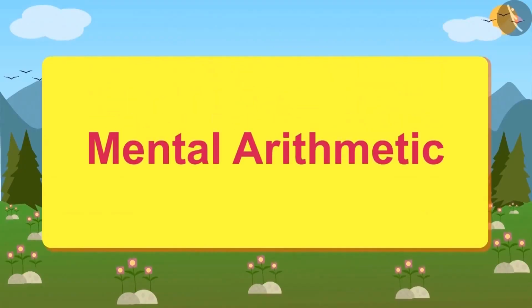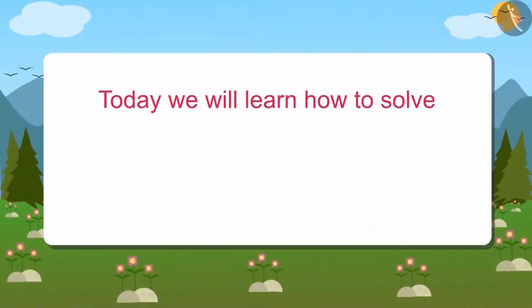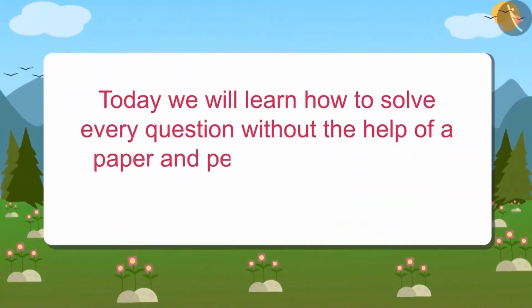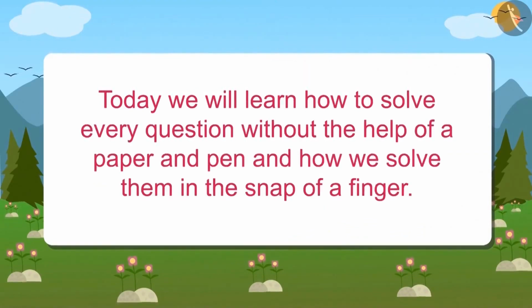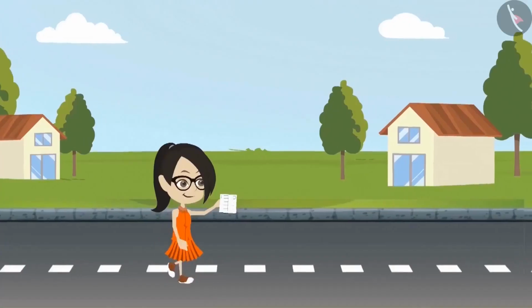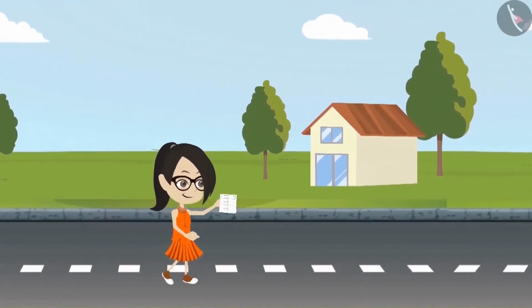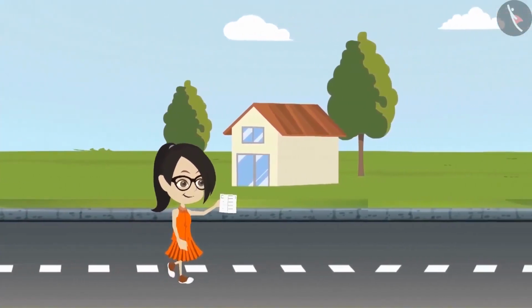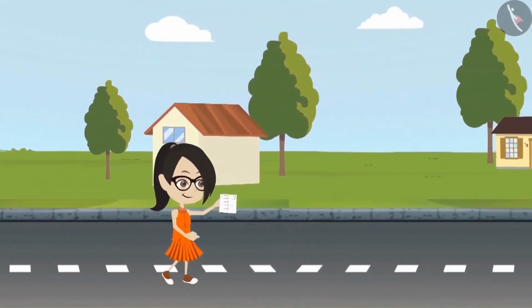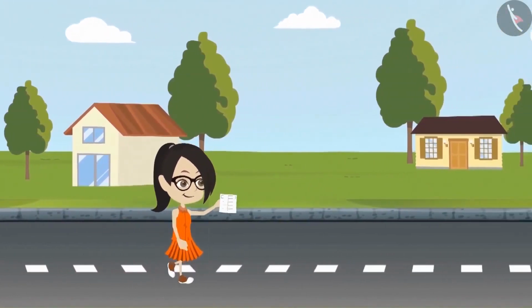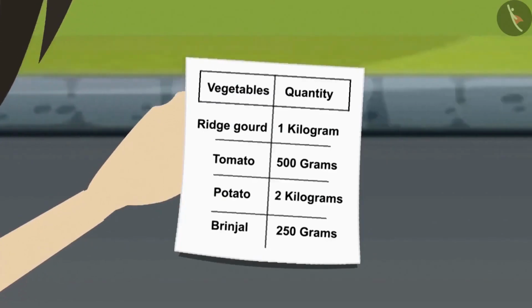Mental arithmetic. Today we will learn how to solve every question without the help of a paper and pen, and how we solve them in the snap of a finger. Vandana is going to buy vegetables all by herself from the market today. She has created the list of all the vegetables she has to buy.